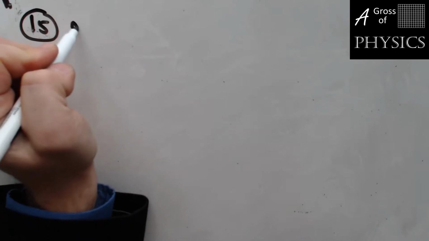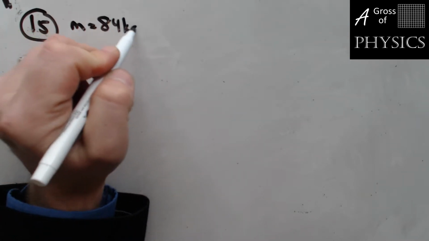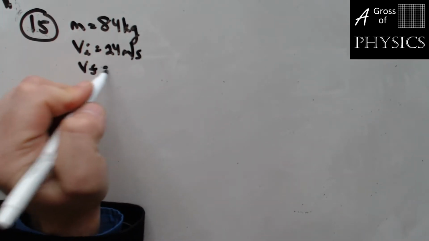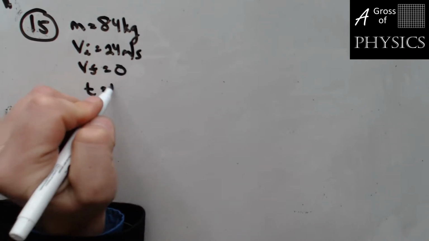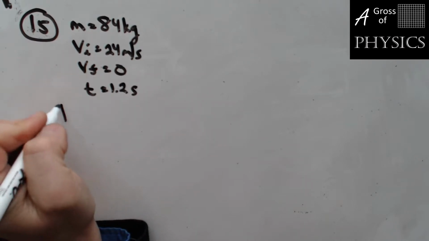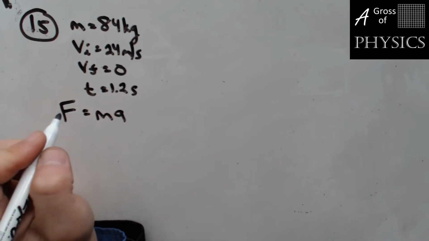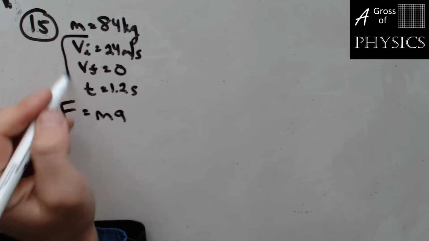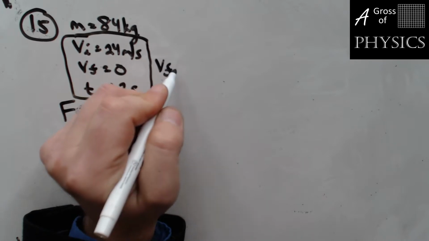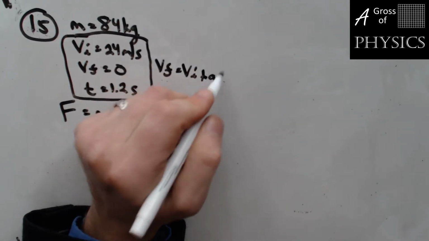Number 15. During a collision, an 84 kilogram driver of a car, so mass is 84, and it's moving at 24 meters per second, and it's stopped, so VF is 0, and the time is 1.2 seconds. What's the magnitude of the force? Well, F equals ma. Mass is 84. To find acceleration, I'll use equation 3: VF equals VI plus AT.